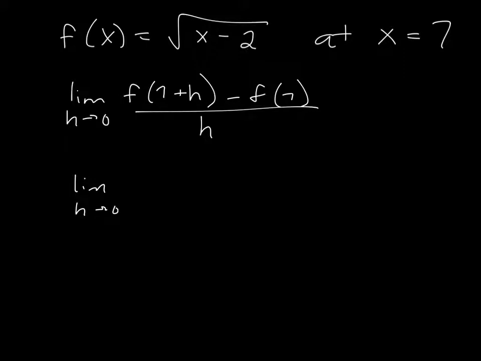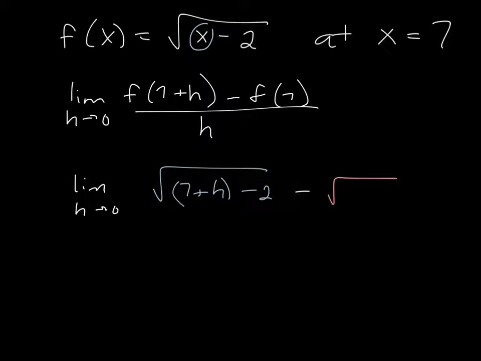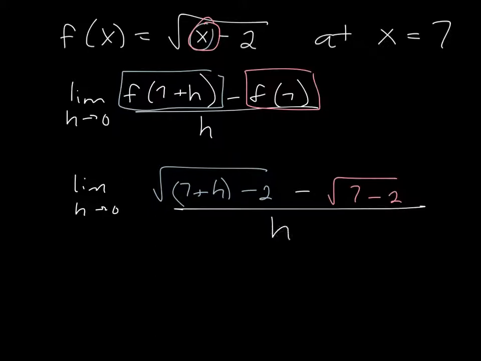That means I'm taking the radical, so for this first part I'm evaluating 7 plus h going in for my x, and then I have minus 2. That's all inside my radical. Minus, and now I've got radical x minus 2, and now I'm putting in 7, so square root of 7 minus 2. And this time I just put a 7 in for x. Okay, so just to help you, because these do become pretty complex, all over h.